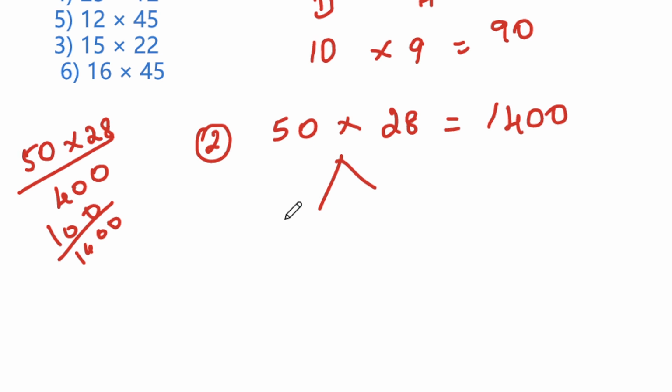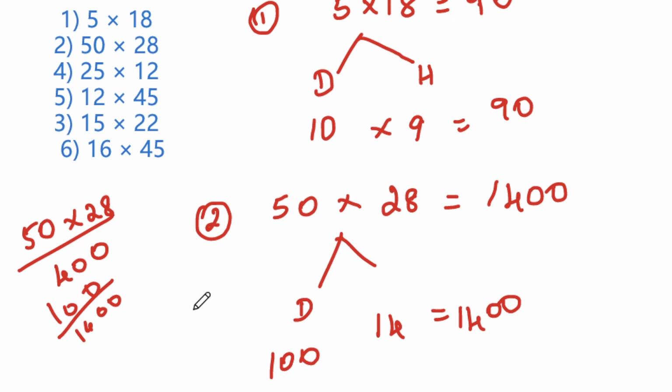So first I'm going to double this. So if I double 50, 50 plus 50 is 100, and if I half 28, half of 2 is 1 and half of 8 is 4. So again 2 zeros, 14 ones are 14. So we are getting the same number here. So likewise for all the things, let's do one more.